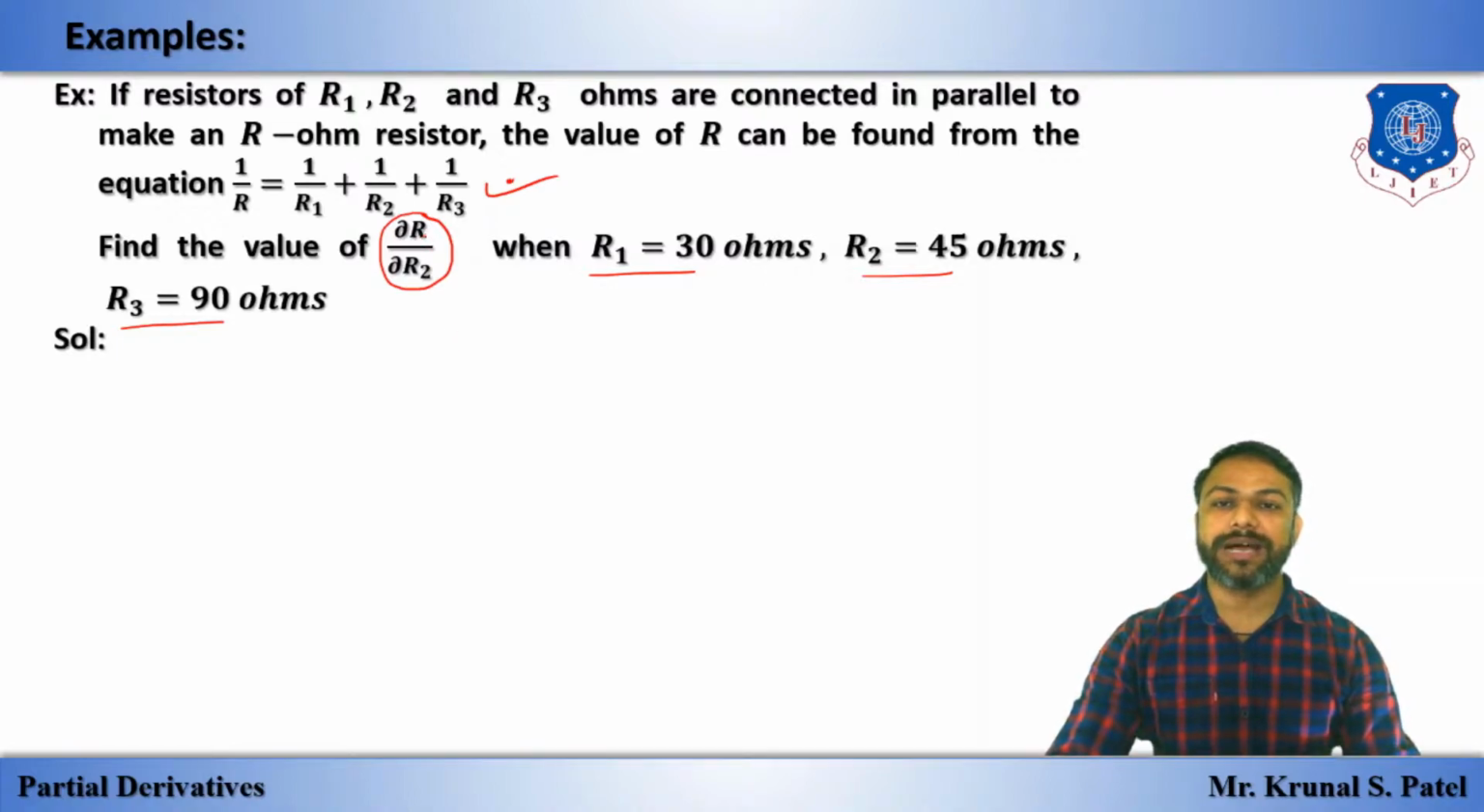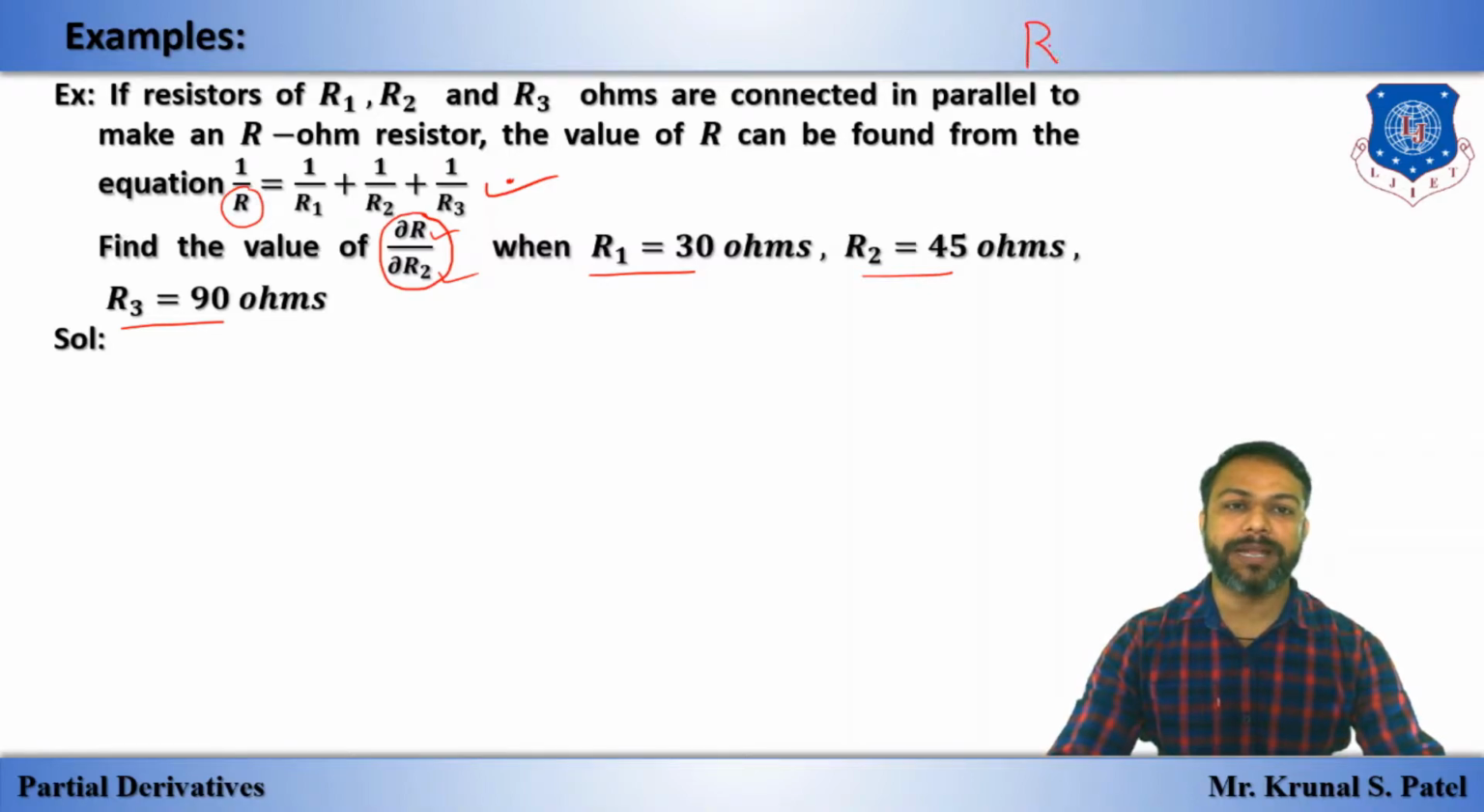What is the meaning of del R by del R2? That means R is a function and we want to differentiate that R with respect to R2, because this R is our resultant resistor. Okay, that means R is a dependent variable on R1, R2 and R3. So we will differentiate this R with respect to R2 only. At that time R1 and R3 are treated as constants.